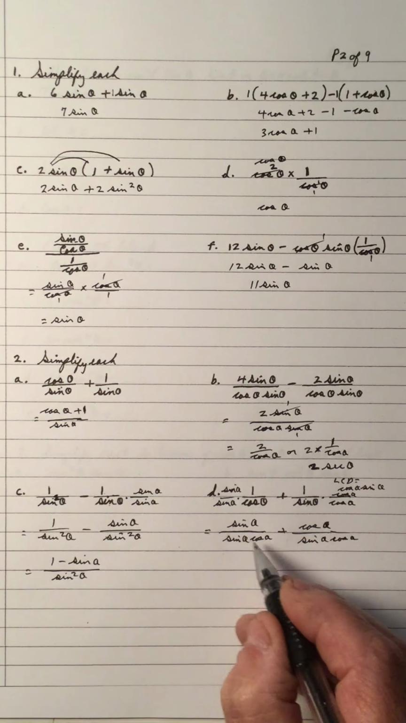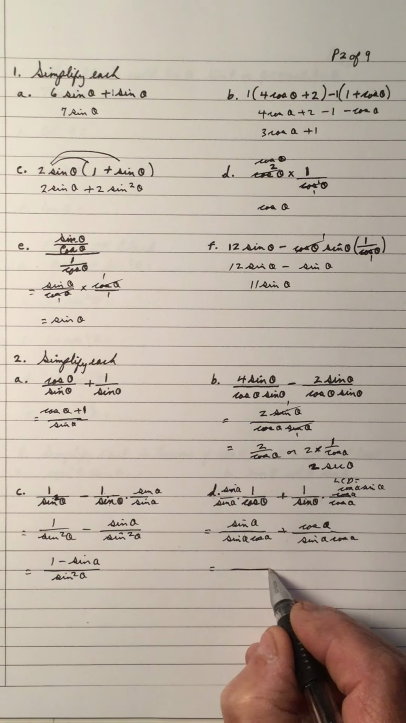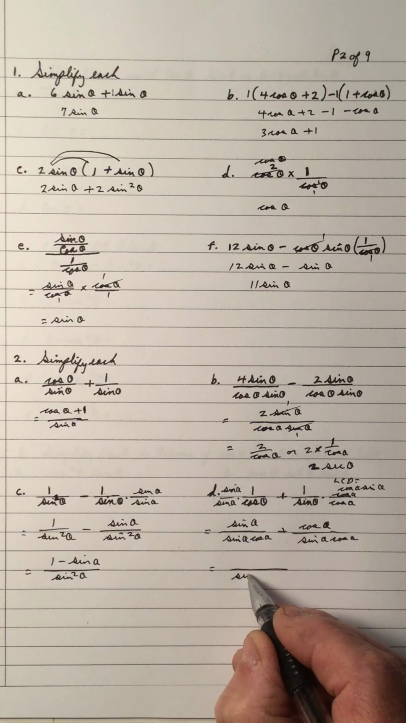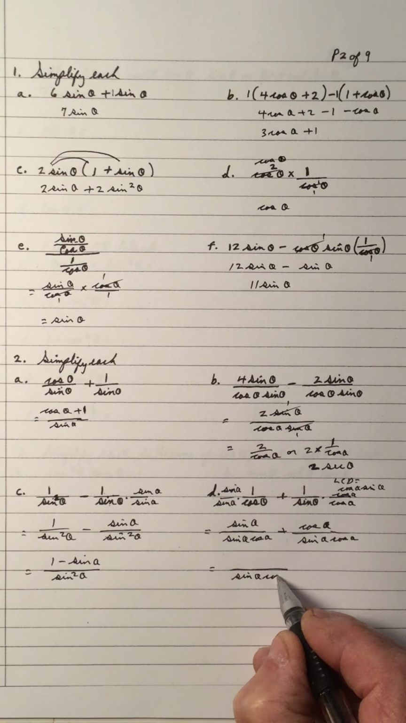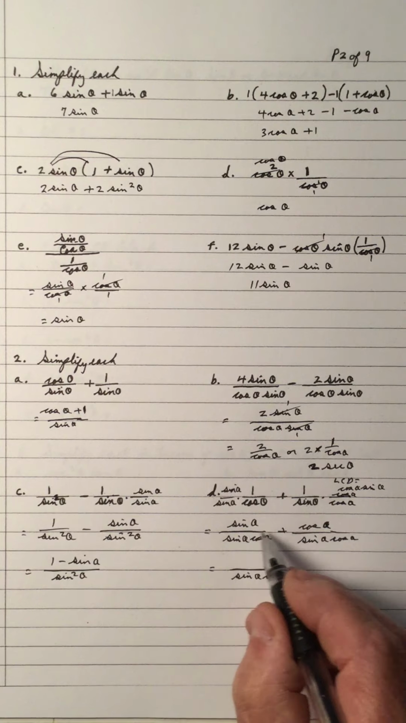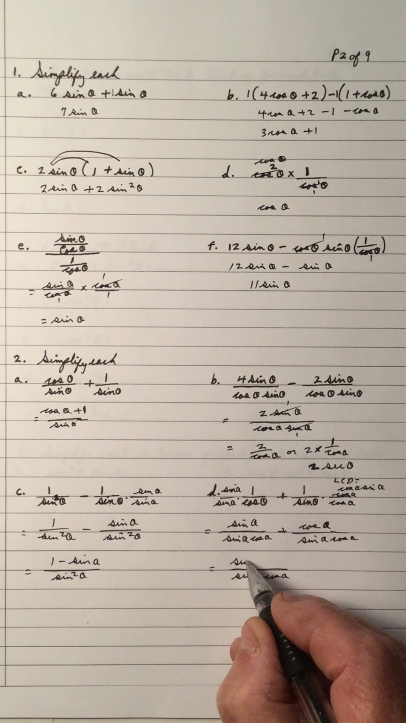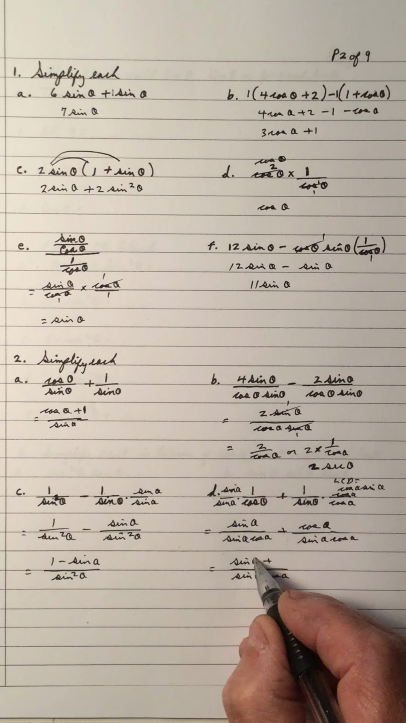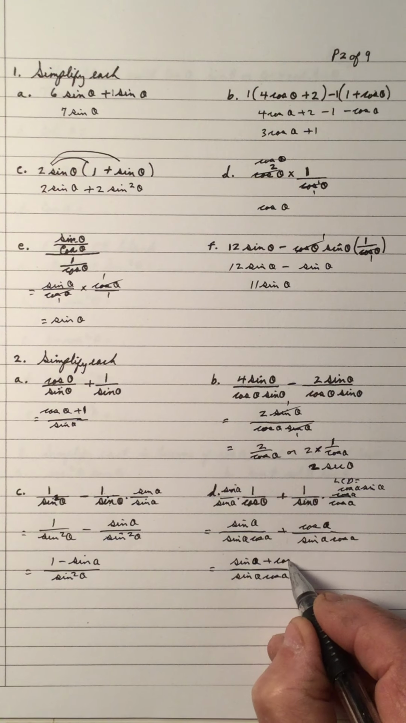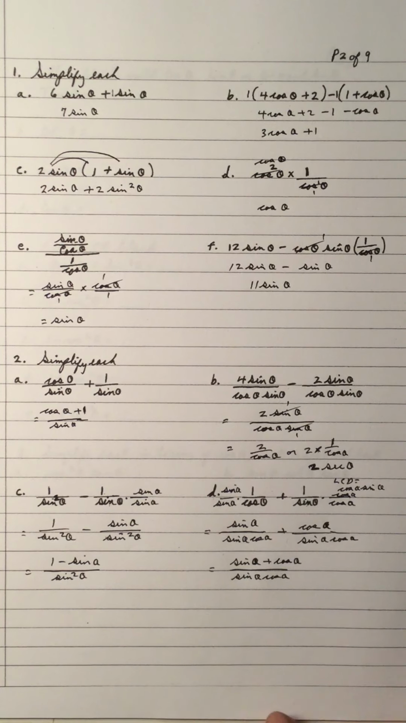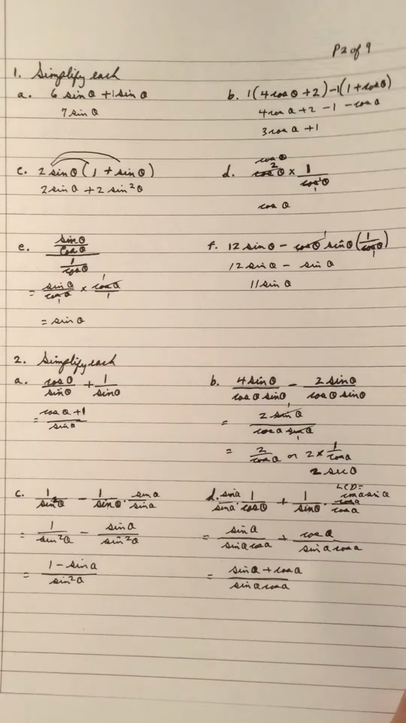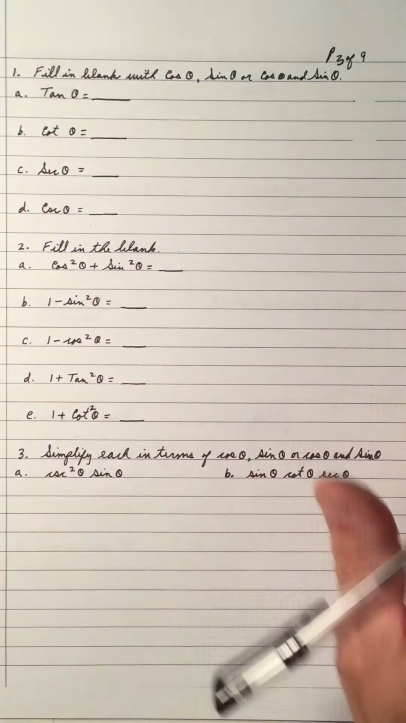And the two fractions have the same denominators, so we write down that denominator of sine theta cos theta. And sine plus cos, we cannot combine them, just write them down. Sine theta plus cos theta. So, hopefully everything is going okay.